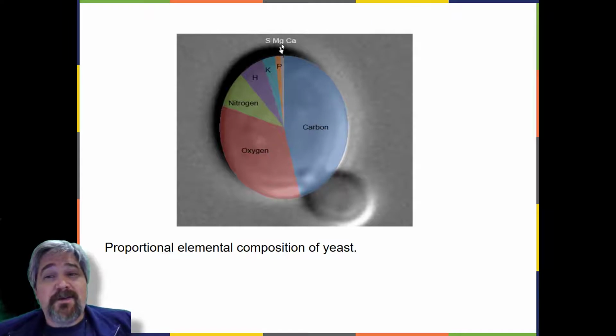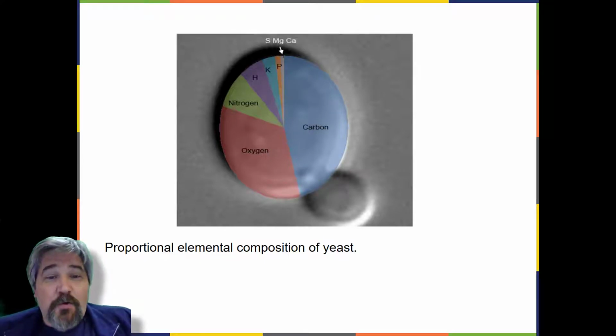Pictured here is a graphic I made of a yeast cell showing the distribution of elements that make up that individual yeast cell. As you can see, carbon is the most prevalent, followed by oxygen, nitrogen, hydrogen, potassium, phosphorus, with some sulfur, magnesium, and calcium. Some more elements are involved, but these are all the major elements involved in making a yeast cell.